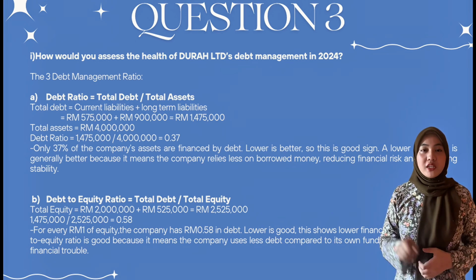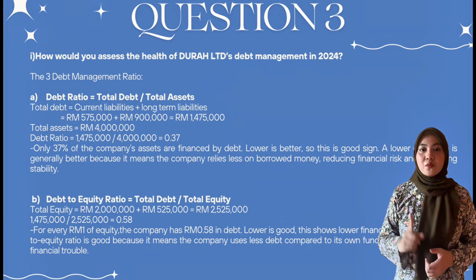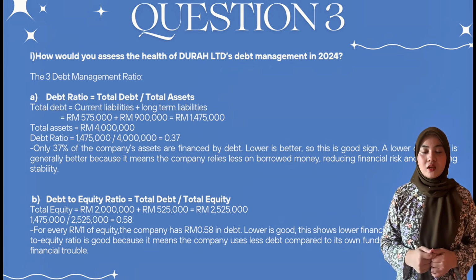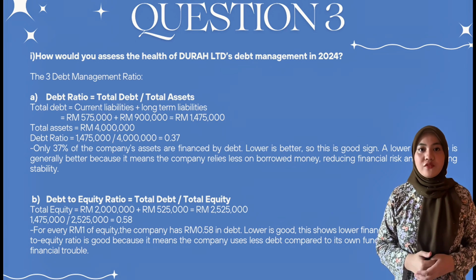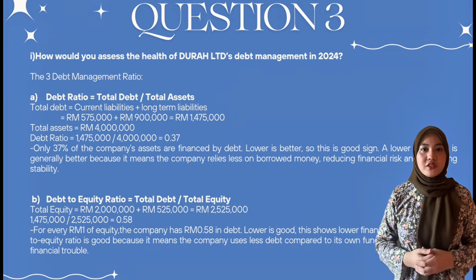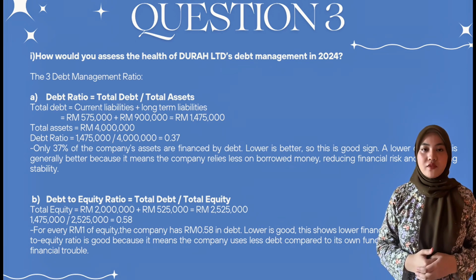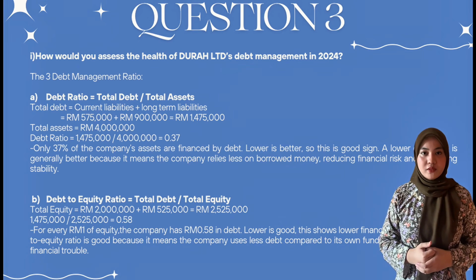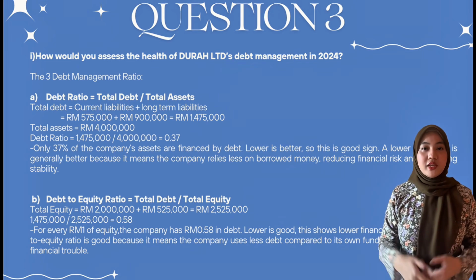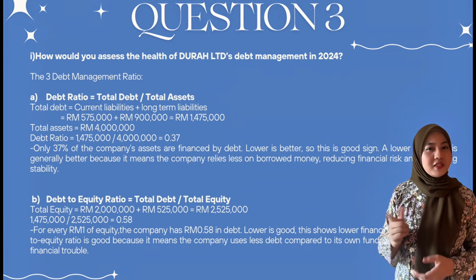First, debt ratio equals total debt over total assets. So the total debt will be current liabilities plus long-term liabilities. So you will get 575,000 ringgit plus 900,000 ringgit equals 1,475,000 ringgit. The total assets will be 4 million ringgit, and the debt ratio is 1,475,000 ringgit over 4 million ringgit. So you will get 0.37. So the analysis is only 37% of the company assets are financed by debt. Lower is better, so this is a good sign.